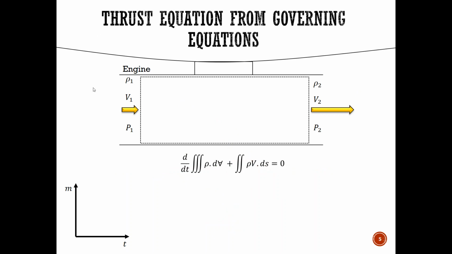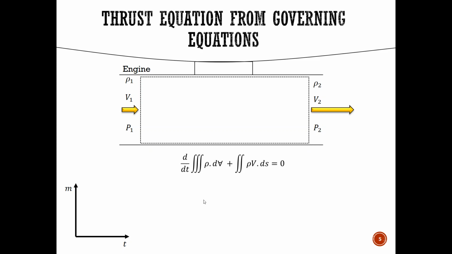Consider the air entering the engine with these properties: rho1, v1, and p1. You can also assume that the area at the front is A1, and the air is exiting the engine with different flow properties, rho2, v2, A2, and p2. For now, let's imagine this engine is a black box and we'll just draw a control volume around it.